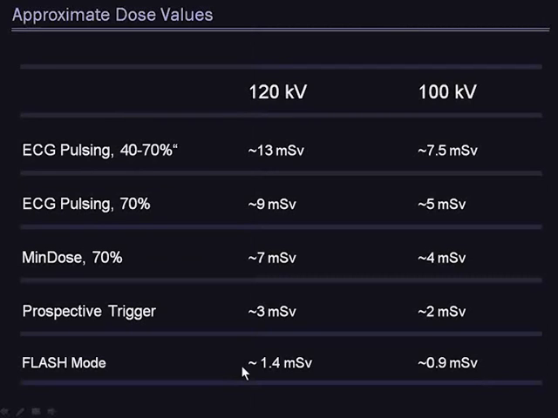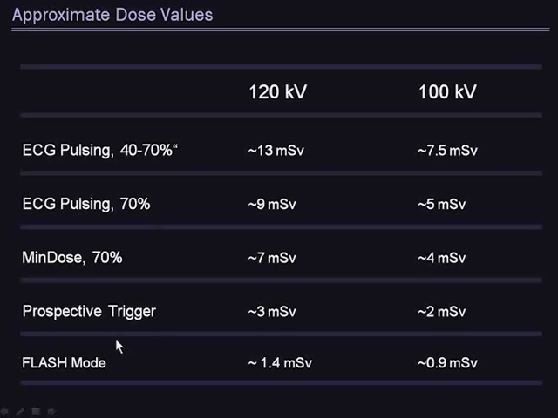So basically there's a whole variety of scan modes that are available for coronary CT angiography with modern scanners. And depending on the scan mode that is used, you can basically dial the radiation exposure for the patient. A standard protocol which really doesn't require lots of input by the technologists will typically be about 13 millisieverts if EKG pulsing is used with 100 kV. But simply switching to 100 kV can bring down dose to about 7.5 millisieverts.